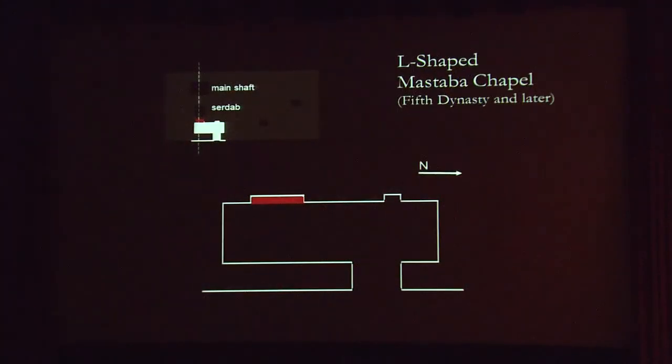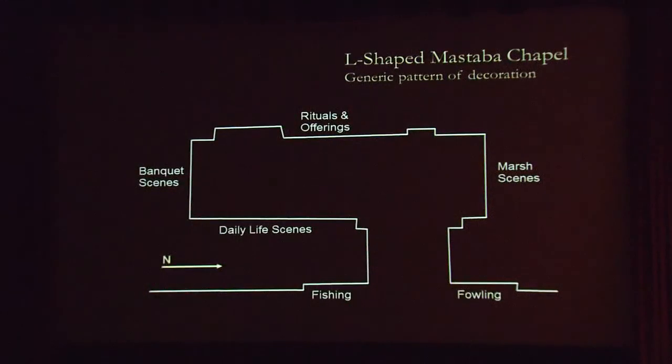Because there are so many L-shaped chapels, we can begin to see general patterns in the way that the decoration is arranged in them. Here are the most common locations for certain types of scenes in an L-shaped chapel, although I should stress that every chapel departs from this pattern in one way or another, not only in the placement of scenes, but also in the architecture, as you'll see. For example, scenes showing the tomb owner fishing and fowling in the marshes were very often placed at the facade of the chapel, even though they might also be placed with the marsh scenes on the north wall.